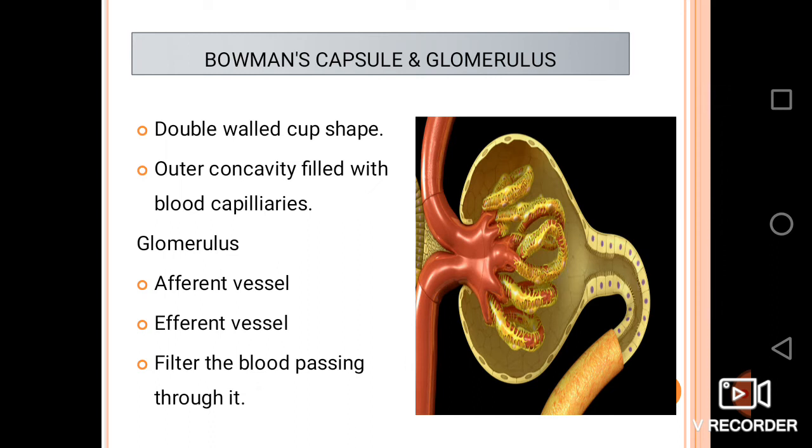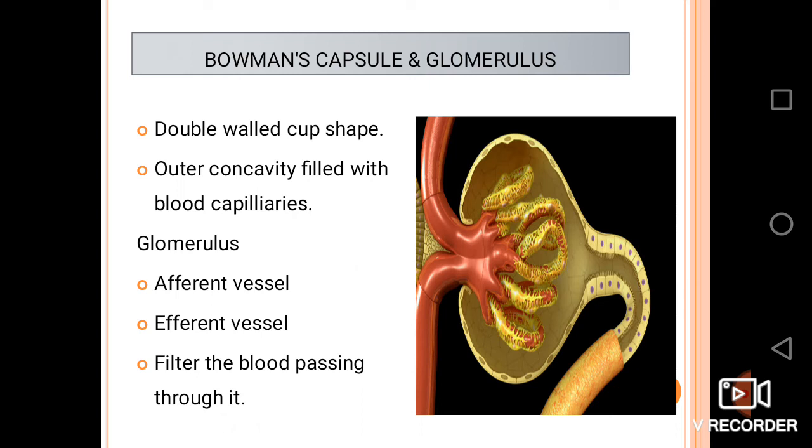Okay, glomerulus and artery, you can see that two arteries are connected to the glomerulus or Bowman's capsule. So an artery is attached to one end of the glomerulus. The artery which enters the glomerulus is called the afferent vessel, and the one which leaves the glomerulus is called the efferent vessel.